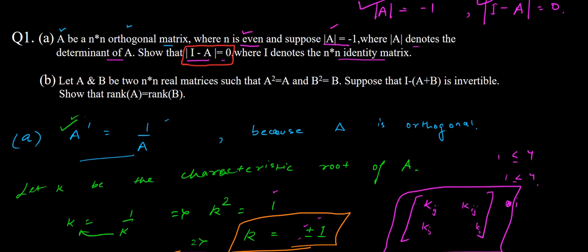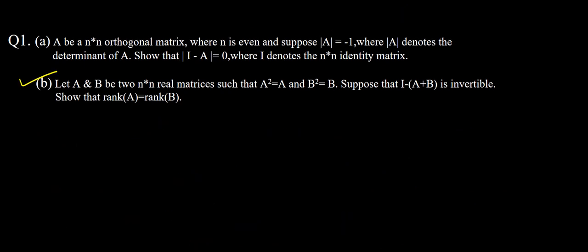So here we have part B, which says let A and B be two n cross n real matrices such that A square equal to A and B square equal to B. Okay, so in A we had only a matrix A, and in B we have two real matrices, same n cross n, and the condition is that A square is also equal to A and B square is also equal to B. So suppose that I minus A plus B is invertible. Show that rank of A is equal to rank of B.